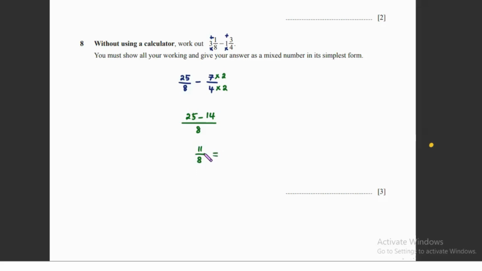So to do that, I need to divide the 11 by 8 to check how many wholes of 8, how many groups of 8 can be found in 11. So there is one group of 8 that can be found. And there is a remainder of 3. The remainder goes to the top. And the denominator stays the same as the denominator in the improper fraction that we have here. So the answer is 1 whole and 3/8. Let's move on to the next question.